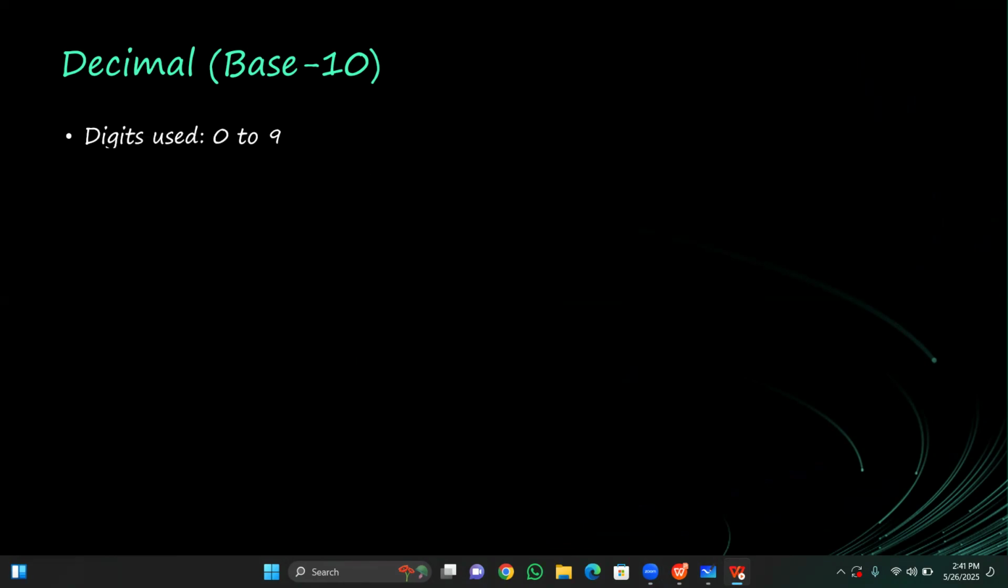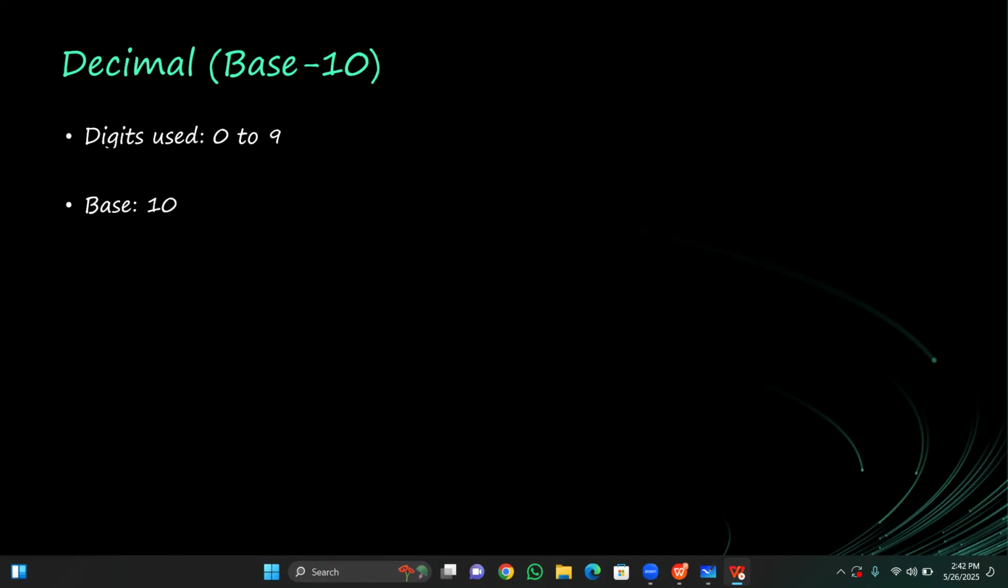We use digits from 0 to 9. So we count from 0, 1, 2, 3, 4, 5, 6, 7, 8, 9. Then we come back and count 10, 11, 12, 13, 14, 15, 19. We come back 20, 21, 22, 23. We come back 31, 3, like that. So this is the decimal number system. It uses only 10 digits, 0 through 9, and this is the one we human beings use.